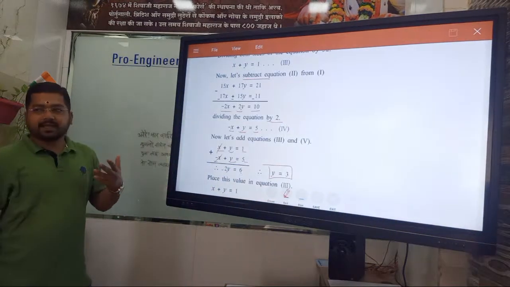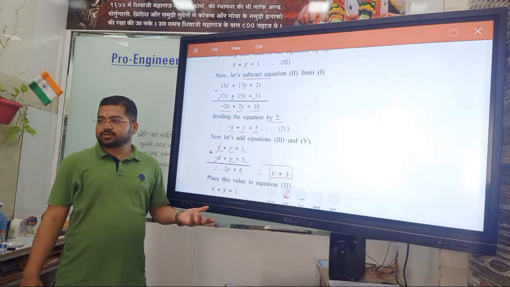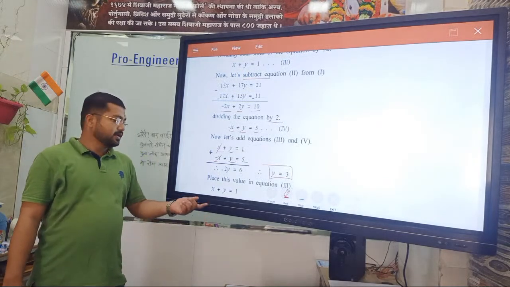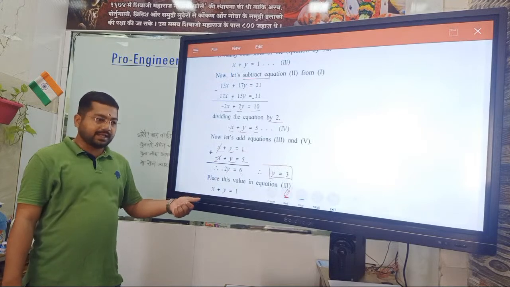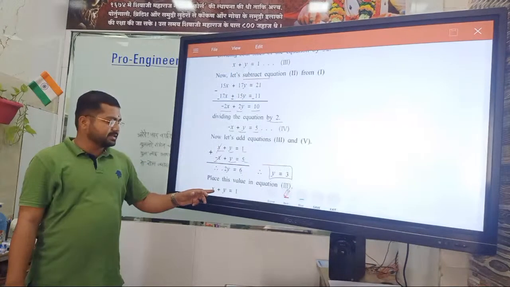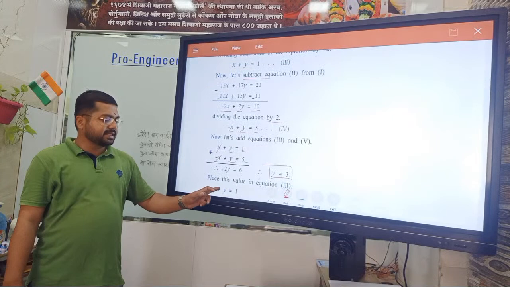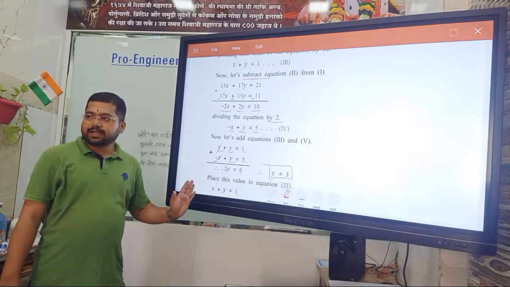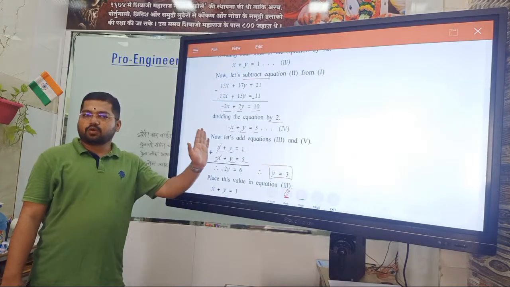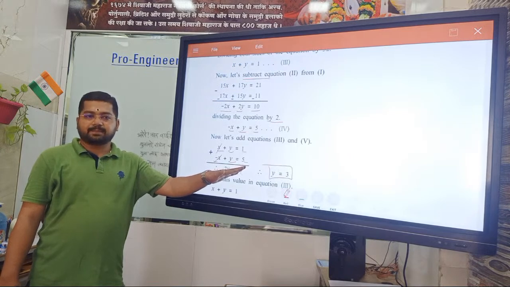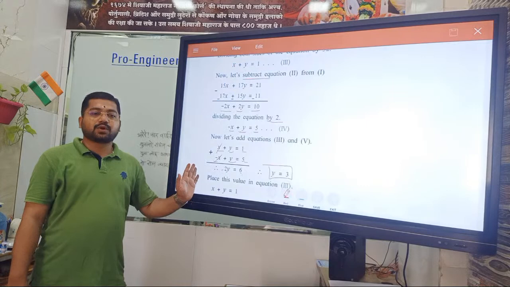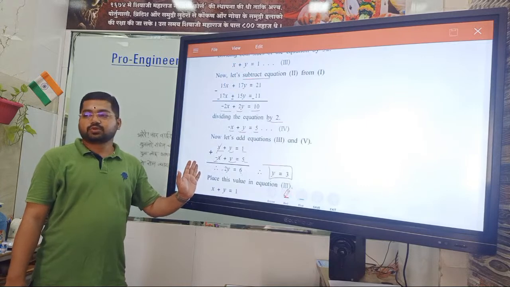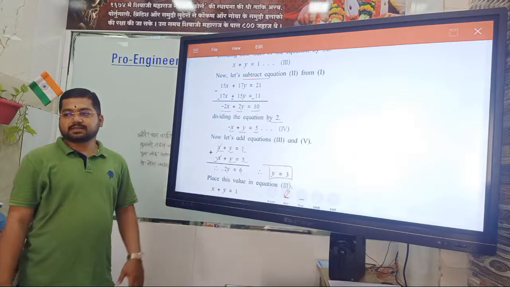Now you are smart enough to put these values in the equation. So what we will do, we will put this in equation number 3. Now look at the equation, y is equal to 3. So x plus 3 is 1. Now that 3 is plus over here, it will go on that side and become minus 3. So x is equal to 1 minus 3.